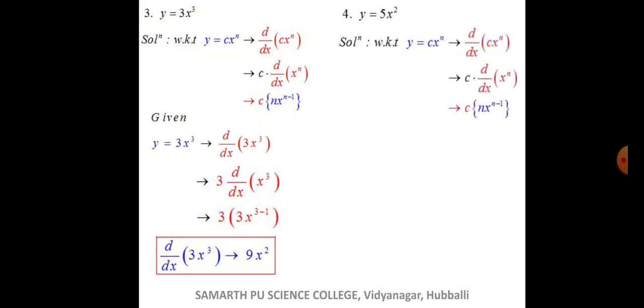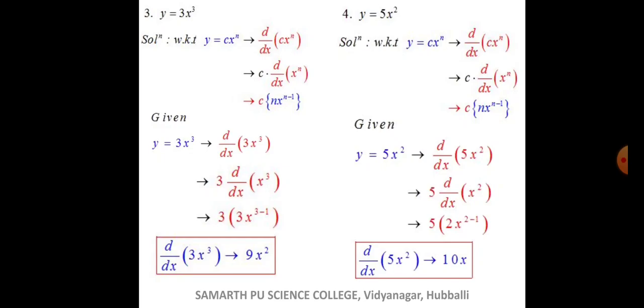Consider the next example, y equal to 5x square. Here we have c equal to 5 and n equal to 2, and we get 10x. Y equal to 5x square, the derivative of 5x square. Here 5 is a constant, so take it outside. 5 into d by dx of x square, and we know the derivative of x square is 2x. So 2 into 5 equal to 10x. So this is the solution of the given example, or the derivative of the function.